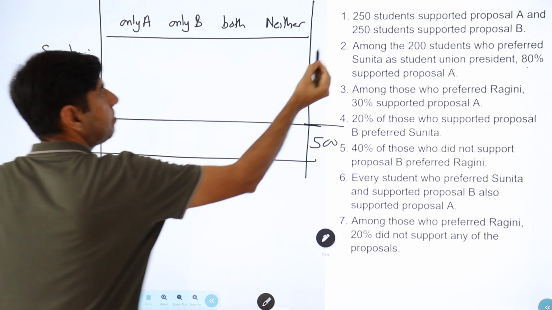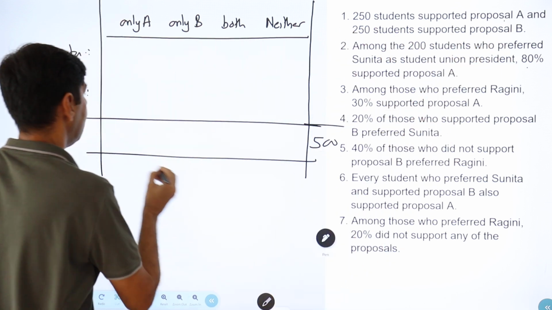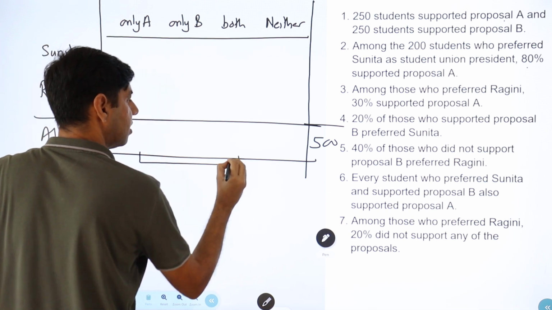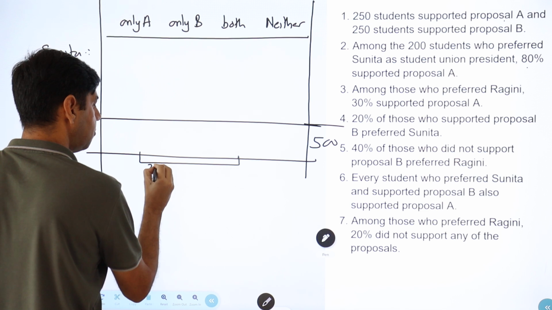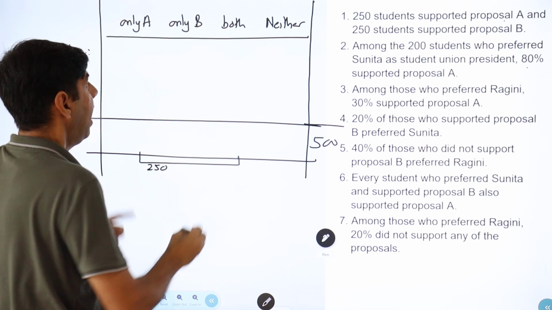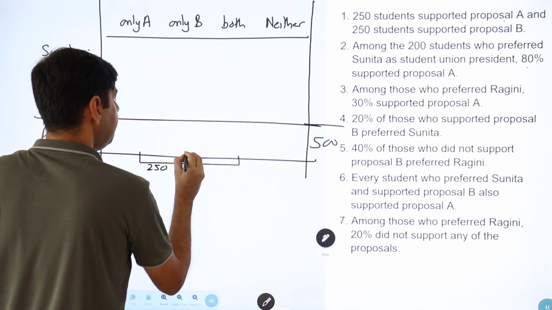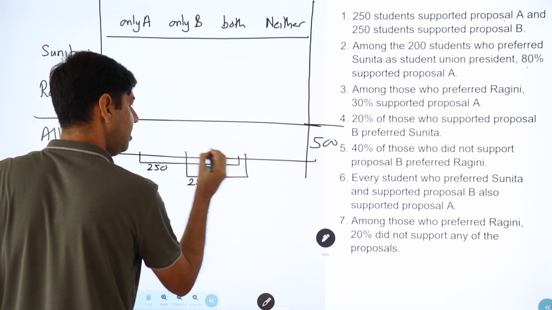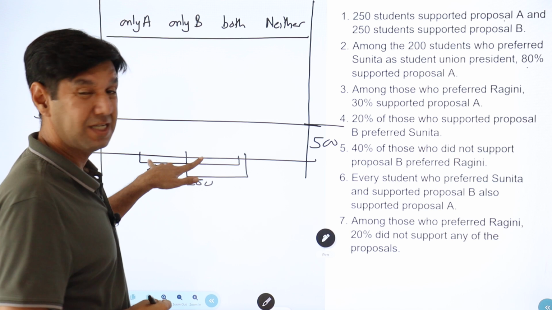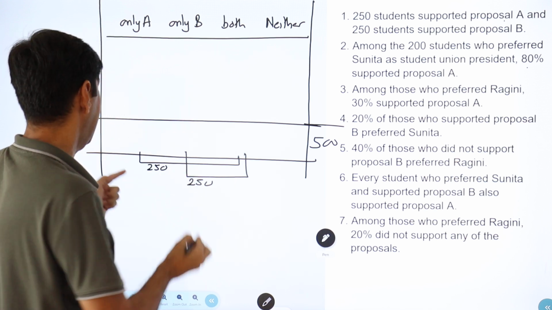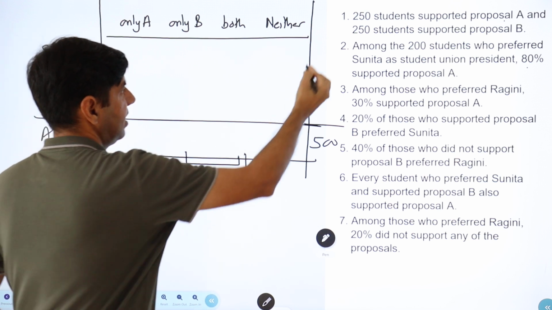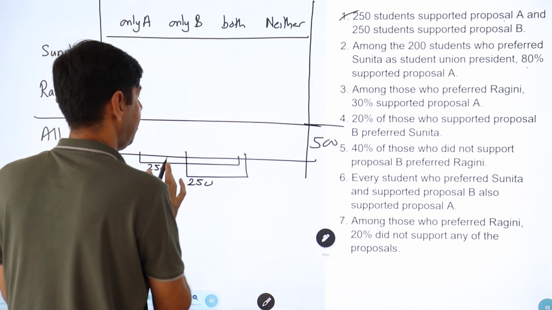Now, how do you represent 250 who like A? Who like A is going to be only A and both. These two together is going to be 250. Similarly, only B and both. This will also be 250, these two together. Now this might look scary, but it is not so scary. It simply is if I know one number, I know the other. If I know any one, I know the other. So that's taken care of, 250, 250.